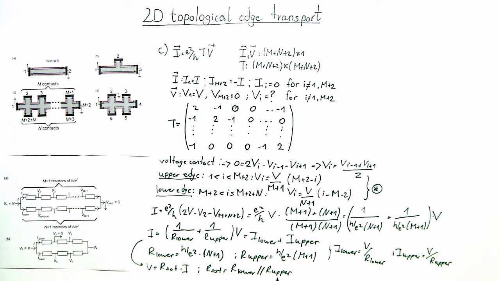That's what we've written here, since between the first and the last contact, so between the contacts with indices 1 and n plus 2, we have the voltage V, we have the current I, and the total resistance is just a parallel connection of the upper and lower edges, which just gives us the total resistance.